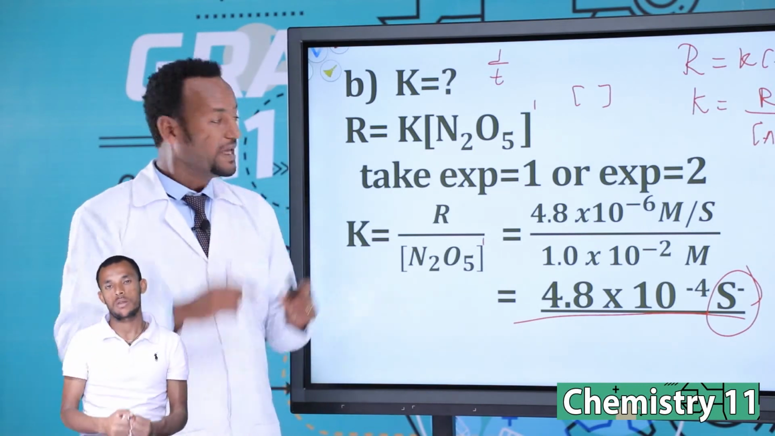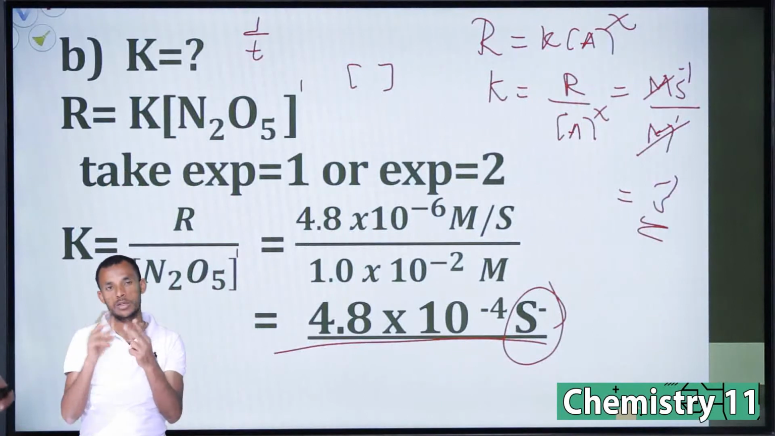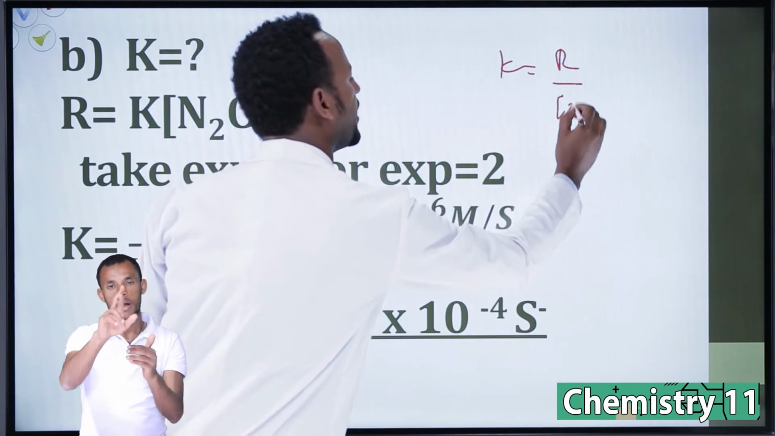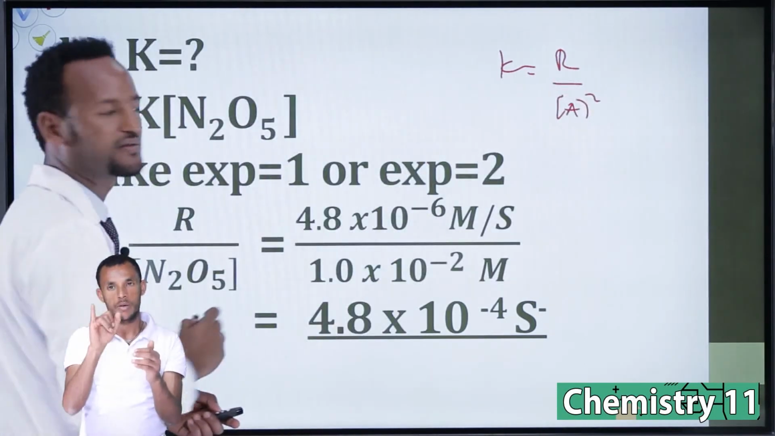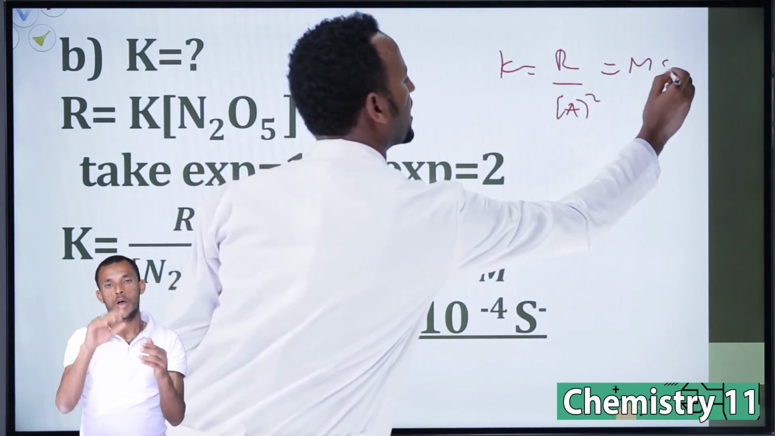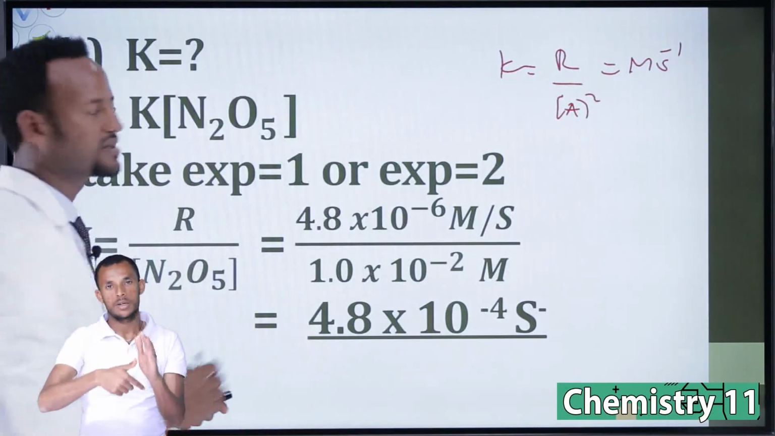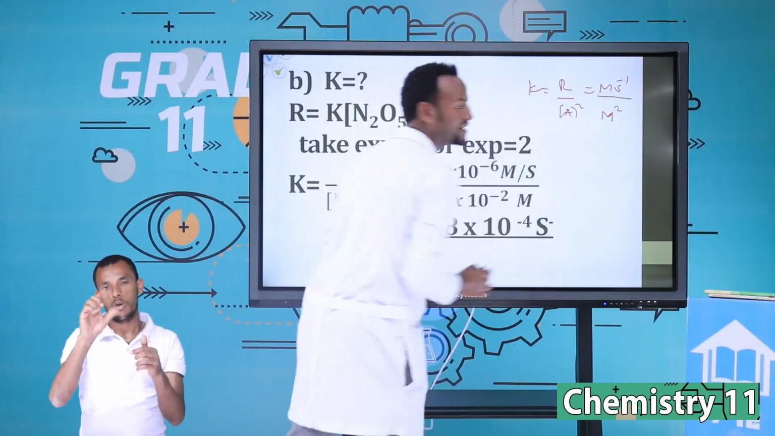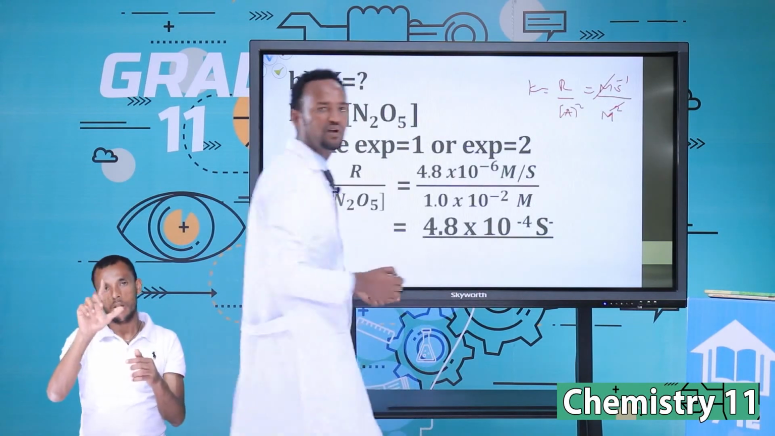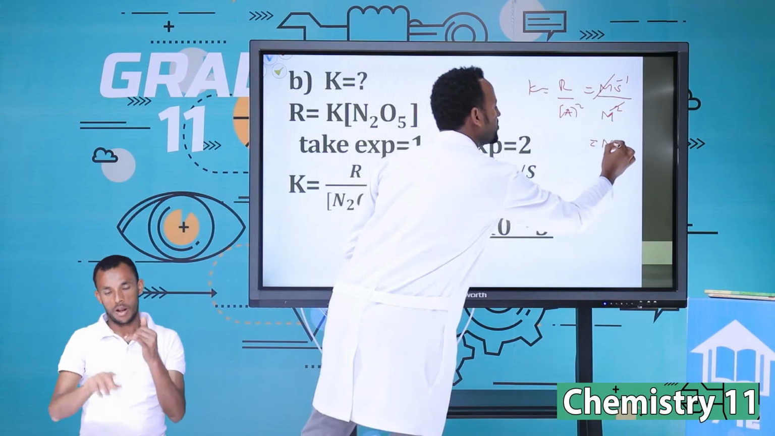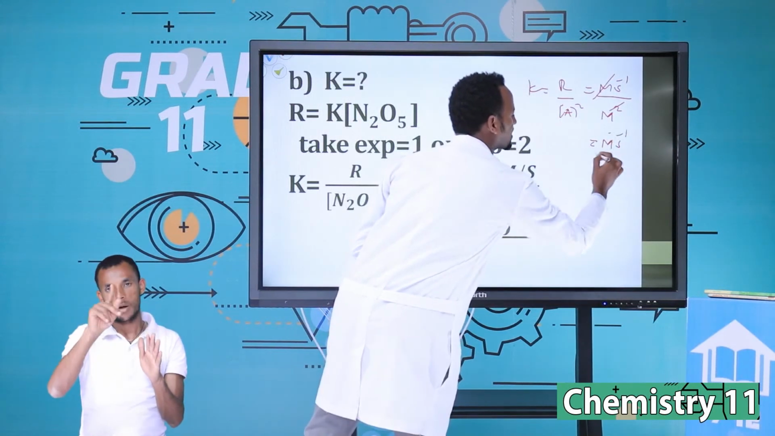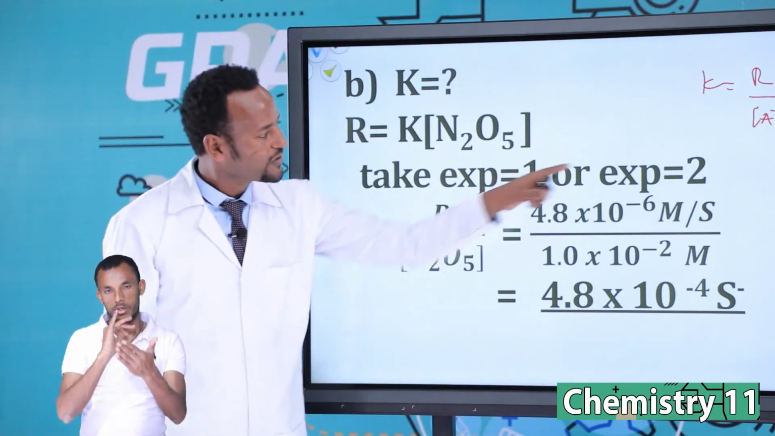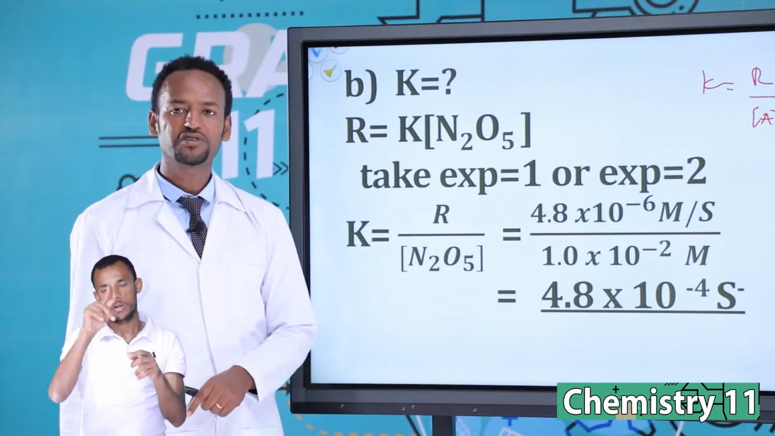Any first order reaction. If this reaction is second order reaction, look at this one. For second order reaction, K is equal to R over A to the power of 2. R is what? Molar per second, because the unit of rate is molar per second. What is A? Concentration of reactant, which is molarity squared. Now in this case, 1 molarity cancelled by 1 molarity. What is the final unit? Per molarity per second. This is the unit of rate constant for second order reaction.